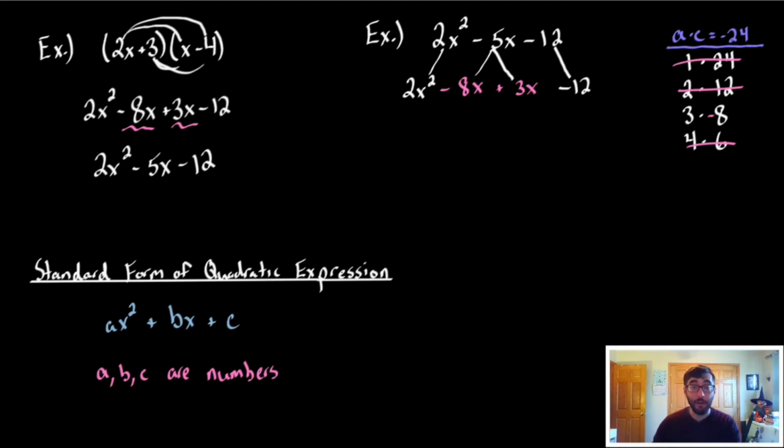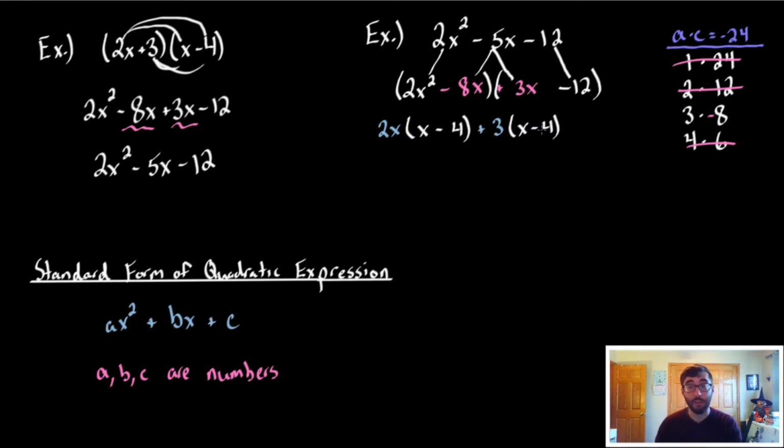Now from here, we are going to do something called factor by grouping, where I group my first two terms and I group my last two terms, and I take the greatest common factor out of each group. So if I look at my first group, I have 2x squared and negative 8x. The greatest common factor there would be 2x, so I would factor out a 2x to get 2x times x minus 4. Then I would look at my second group, which is 3x and negative 12, and my greatest common factor between those two would be a positive 3. So I would factor out a 3 to get 3 times x minus 4.